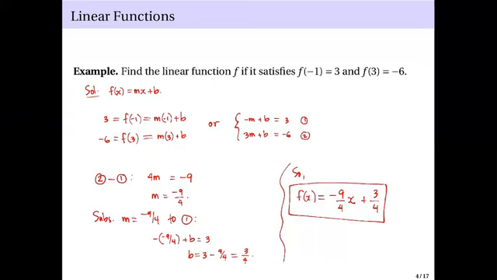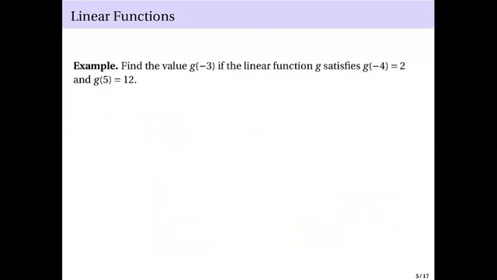For the next problem, find the value g of negative 3 if the linear function g satisfies g of negative 4 equals 2 and g of 5 equals 12. So for this problem, we have two goals. First goal is to find the function g. Once we know the function g, we can now calculate g of negative 3.